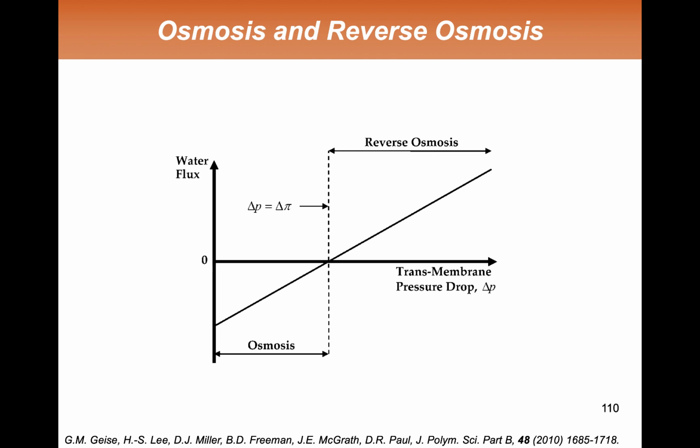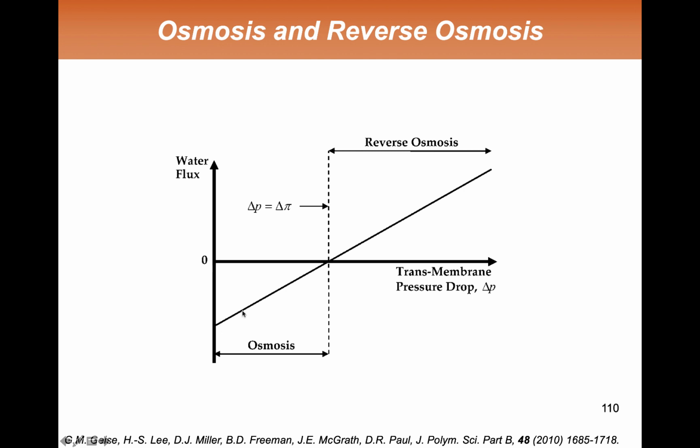We distinguish several regions of transport. If we were to plot the result on the previous slide in terms of water flux versus the transmembrane pressure drop for a given salt concentration in the feed and permeate side of that membrane, or on the saltwater and freshwater side, if we have no hydrostatic pressure drop imposed, then we would have a water flux that on this scale, for those of us interested in reverse osmosis, would be negative, indicating that the water is moving from the freshwater to the saltwater side of the membrane.